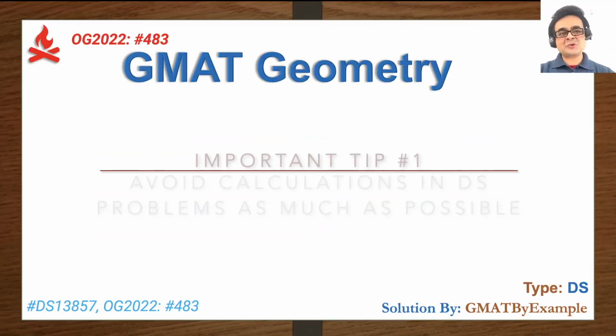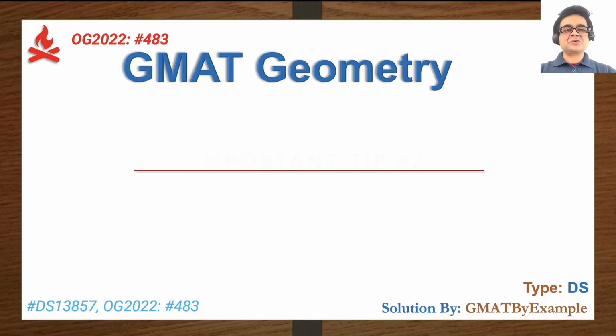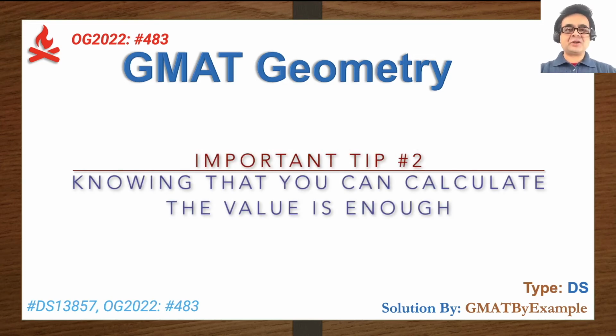Hello everyone. When solving data sufficiency questions, you must try to avoid calculations as much as possible. When the data sufficiency question asks for a value, they are asking you to determine if you can calculate a value, not to actually solve all the way through and get the value. And most of the time, you can answer the question without actually calculating all the way through. Not 100% of the time, but most of the time. So avoid calculating as much as possible. If you have to, then you have to.